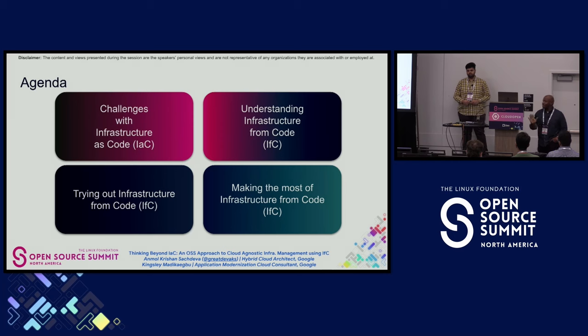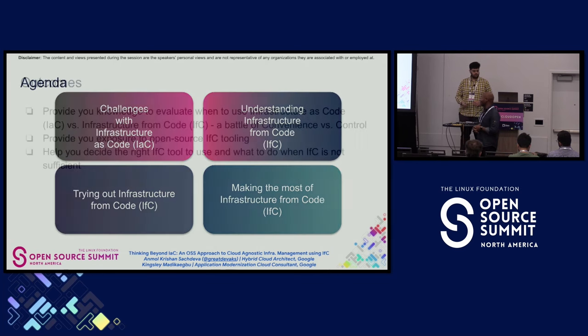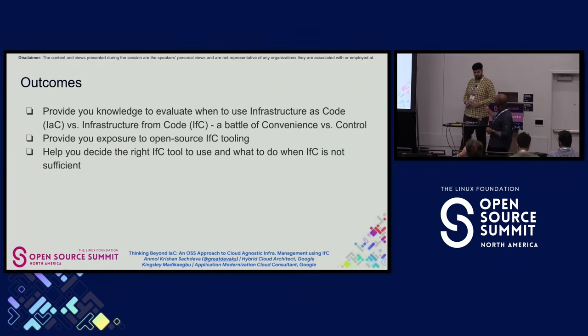Okay, so I'm going to move a little bit closer so we can both see what's going on. The four agenda items I'm going to cover today: one, we'll talk about infrastructure as code. What are the challenges of infrastructure as code? Then we'll talk about the new paradigm of infrastructure from code. We will also give you some exposure to some of the infrastructure from code tooling so you can understand how the whole paradigm works. And at the end, we'll conclude with some best practices on how you can make the most of infrastructure as code.